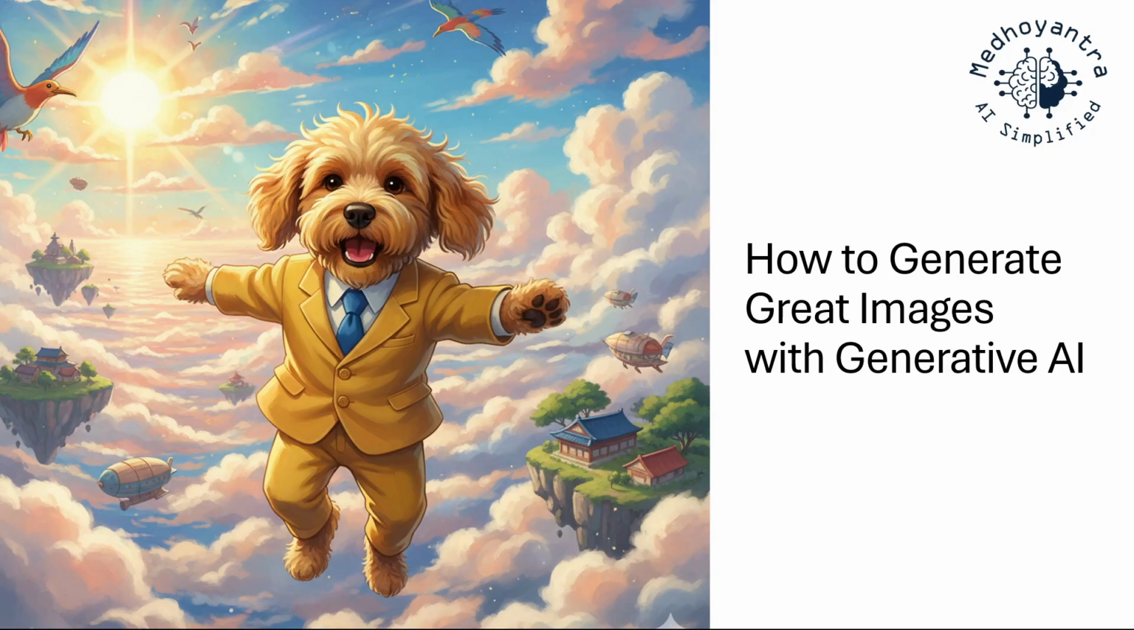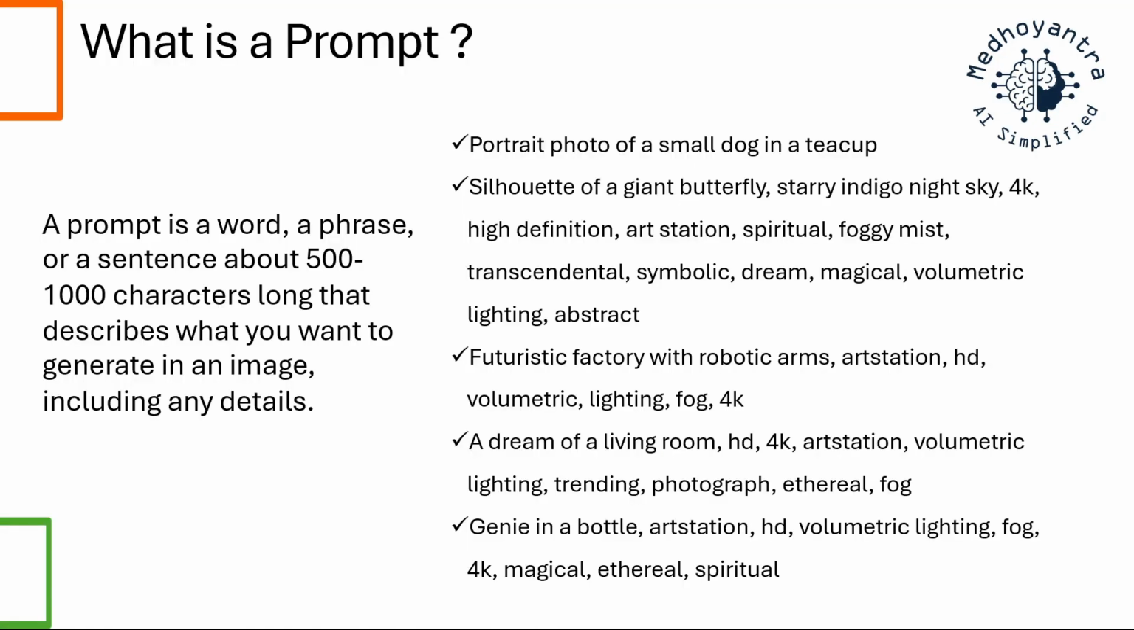Today we will see the prompting techniques for generating great images through image generation algorithms. To understand how to write certain prompts, we will have to understand what a prompt is first. A prompt can be a word, a phrase or a sentence, typically around 500 to 1000 characters, that describes the image you want to generate.